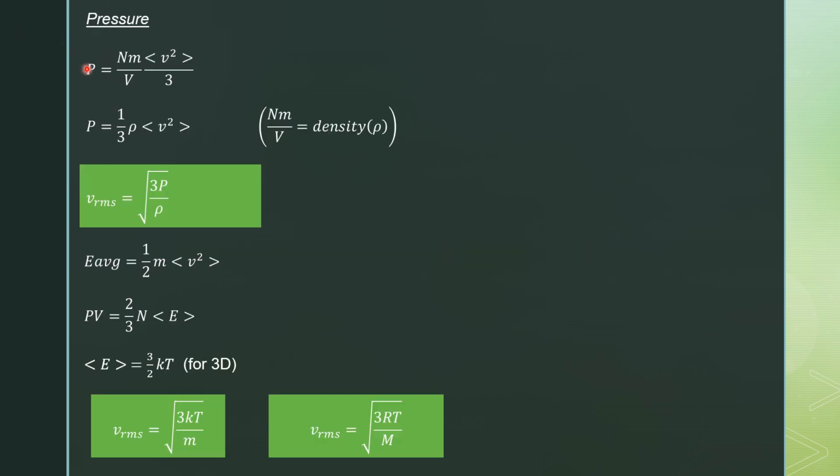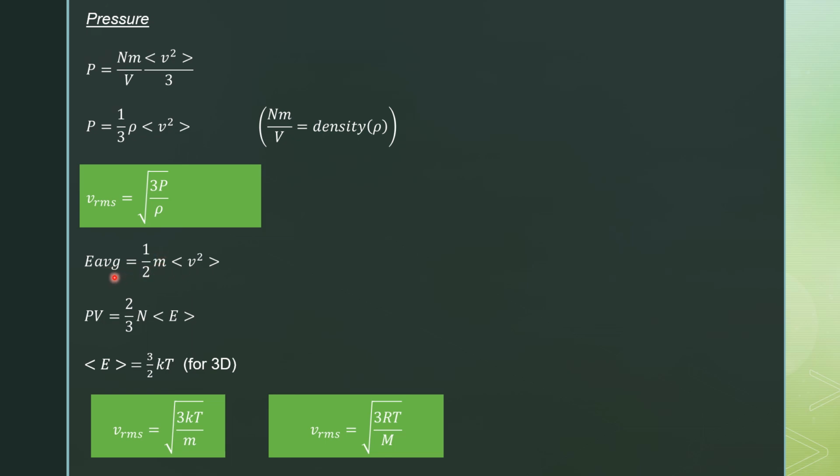Then we come to the pressure, where pressure can be given as N m by V times V square average by 3. Also we can write N m by V as rho. So the pressure can be written as 1 by 3 rho V square, where rho is the density. So the Vrms can be written as root over 3P by rho from this equation. So another formula is that the root mean square velocity is root over 3P by rho, and this is valid for the three-dimensional case.